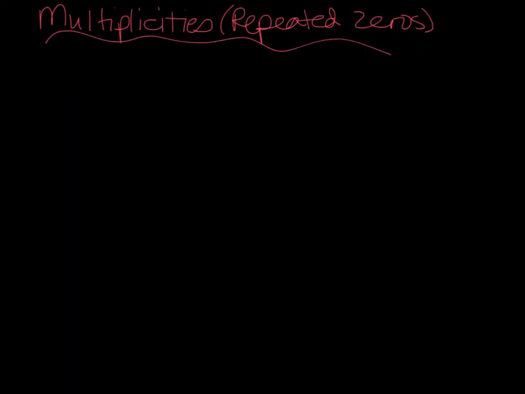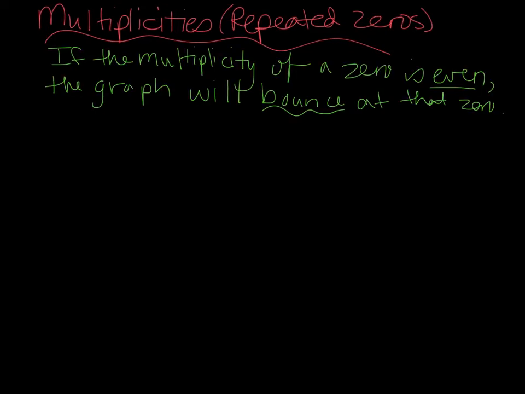Now we're going to talk about multiplicities. And by multiplicities, I mean repeated zeros, which I'll explain in just a second. So we actually have two types here. And our first rule has to do with when the multiplicity of a 0 is even. In that case, we're going to have a bounce in our graph. And I'll show you what I mean by that. So let's do an example.